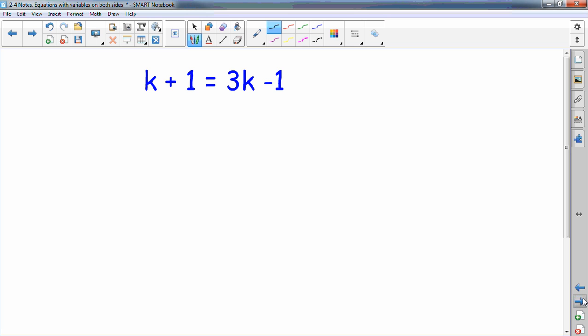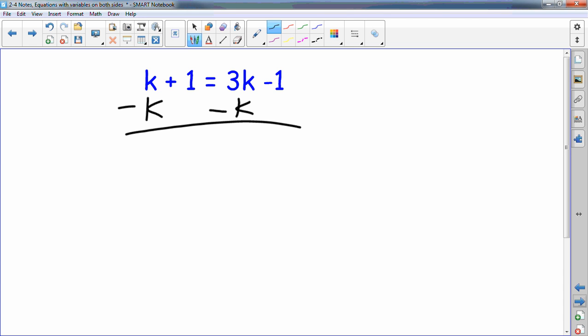All right, let's try another one. Step 1, get the variable out of parentheses. Do I have any parentheses in this problem? No. So step 2, get the variables together by adding or subtracting the like side. So you'd subtract k from both sides. So I'm going to go to this side, subtract k.